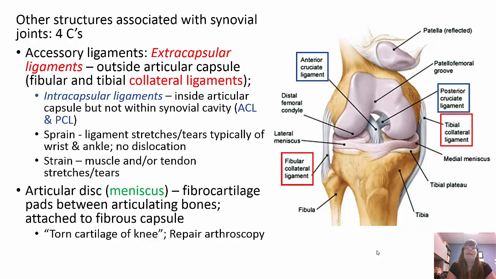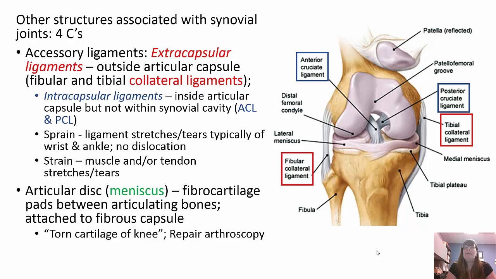Intracapsular, so inside that articular capsule, but still not inside the cavity, are the cruciate ligaments, the anterior and the posterior. They're often referred to as the ACL and PCL. So if anybody's ever had a knee injury, and they say they tore their ACL or something like that, this is what they're talking about.